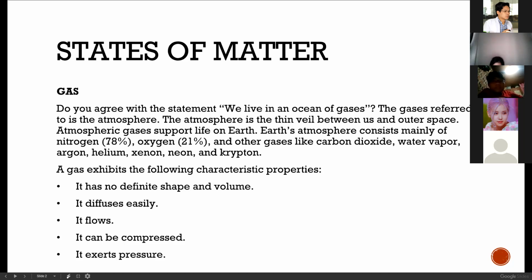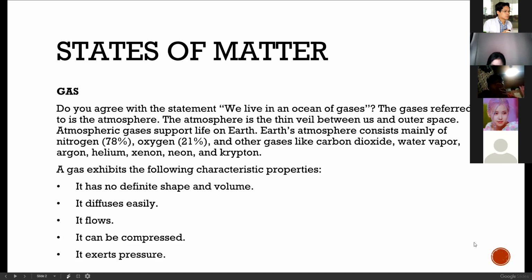The atmosphere is a thin veil between us and the outer space. Atmospheric gases support life on Earth, correct? Earth's atmosphere consists mainly of nitrogen, which is 78%, oxygen, which is 21%, and other gases like carbon dioxide, water vapor, argon, helium, xenon, neon, and krypton.